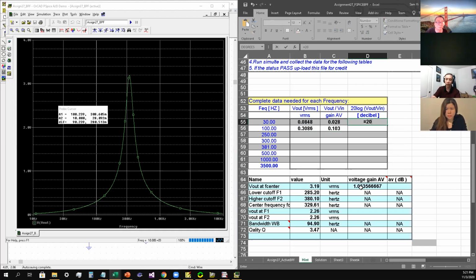So therefore, your dB is equal to 20 times log, open parenthesis, of this gain, close parenthesis, and press enter, and that gives you the value. Okay, so that's pretty much it. So I'm going to let you finish out the rest of the table, so that way we can move on to anybody else that has any other question.